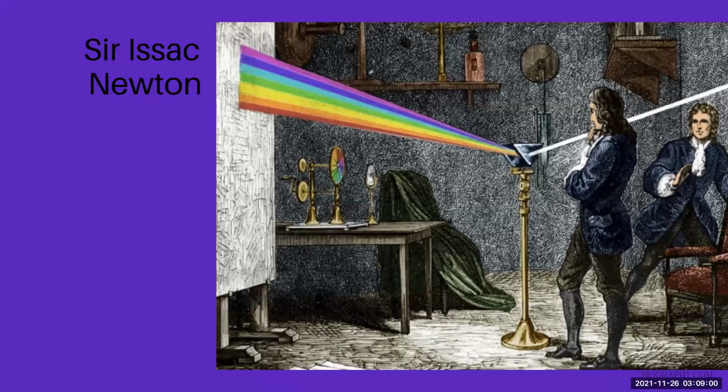One of the first to notice this phenomenon was Sir Isaac Newton. So Sir Isaac Newton noticed that light shined through a prism would be diffracted or broken apart and reveal different colors that light was possessing.